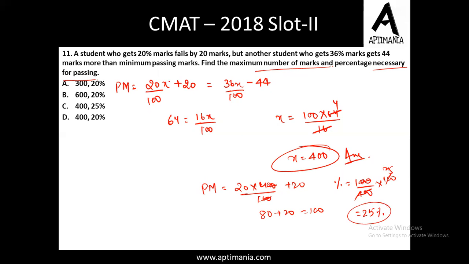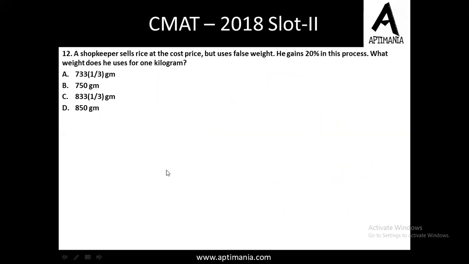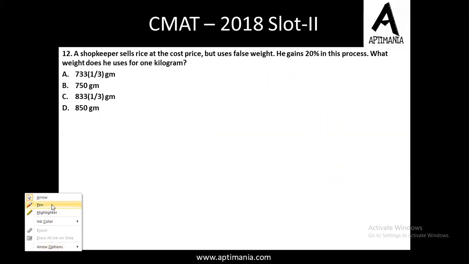So for question number 11, the two answers are 400 and 25. Looking at the options, option C, 400, 25, is the correct answer for question number 11. Let's go ahead to the next question. Question number 12 is on the screen. Let's try to take it out. It's a question from profit and loss.